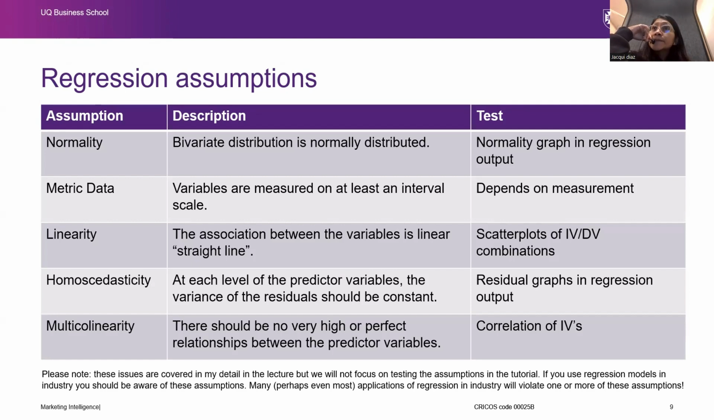Another assumption for this linear regression model is homoscedasticity: at each level of the independent variables, the variance of the residuals should be constant. A residual graph in regression can be a great help to determine homoscedasticity. And we have multicollinearity. There should not be a very high or perfect relationship between the independent variables, and we can use a test of VIFs to determine multicollinearity.